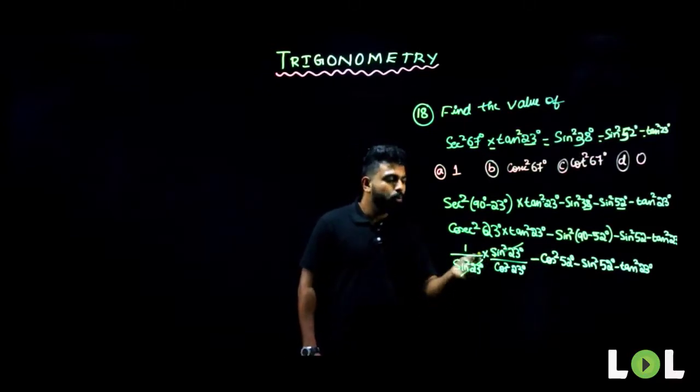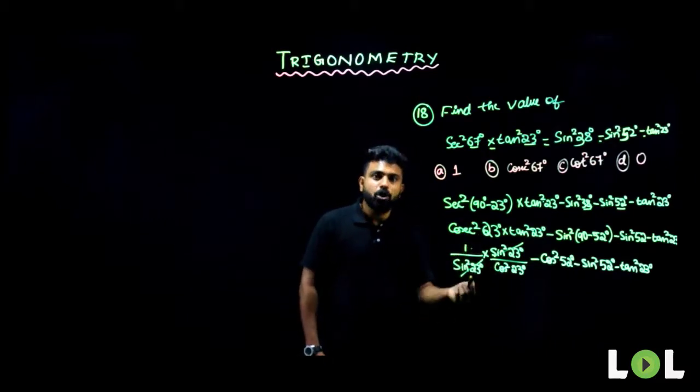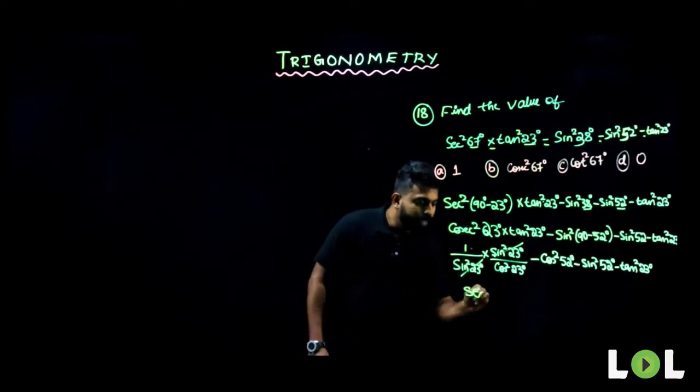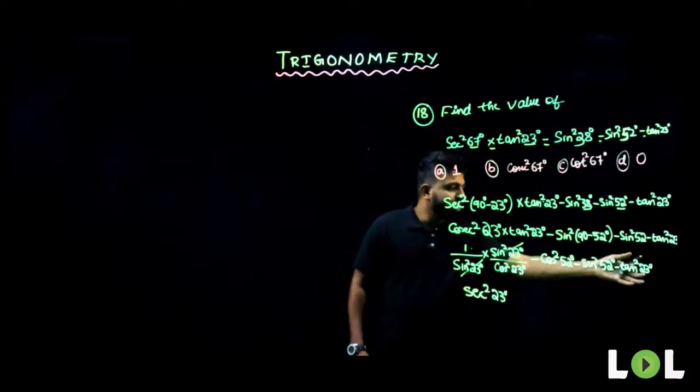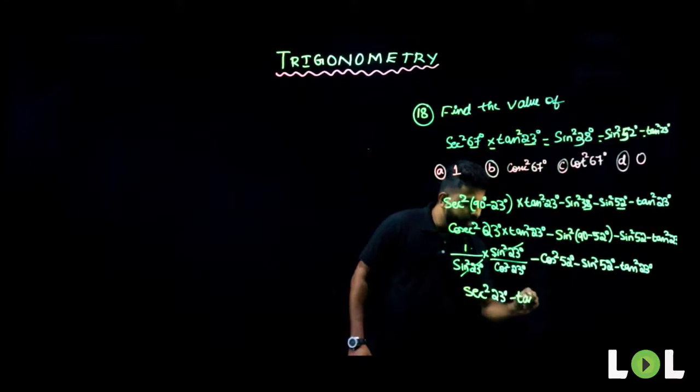Now what am I left with? 1 by cos square 23 degrees. What is 1 by cos? 1 by cos can also be written as secant square 23 degrees. Now I will take this tan square 23 and arrange it here. So I will be left with tan square 23 degrees.